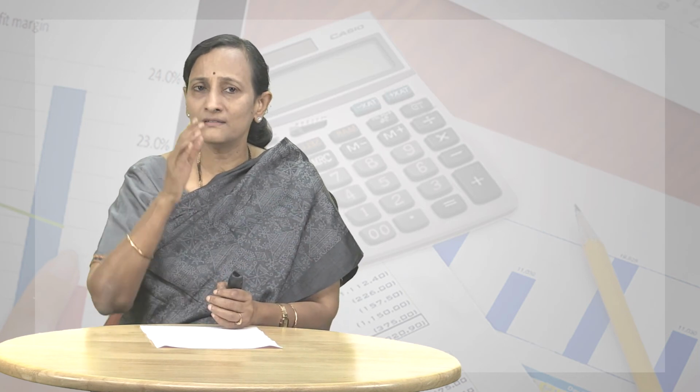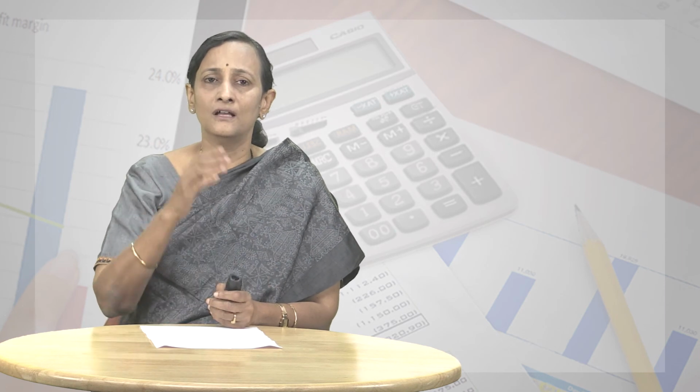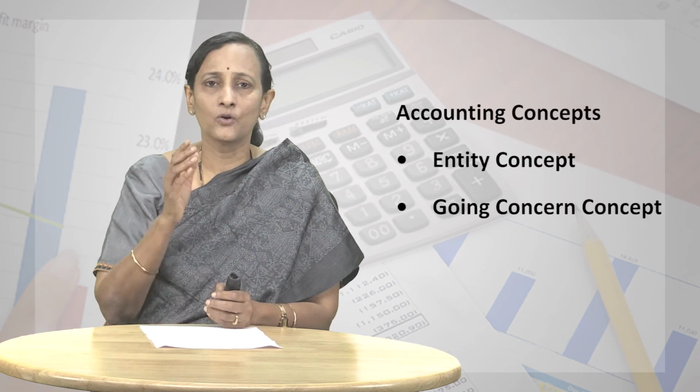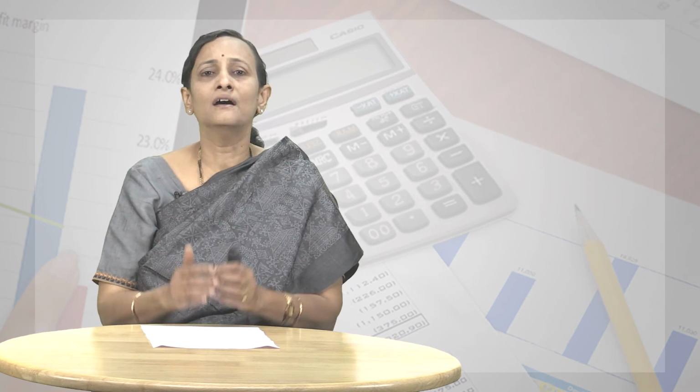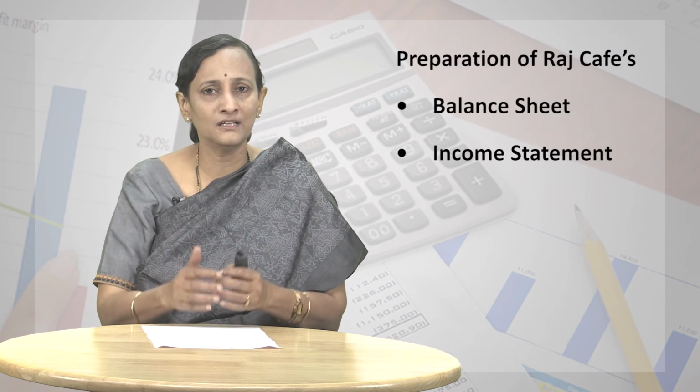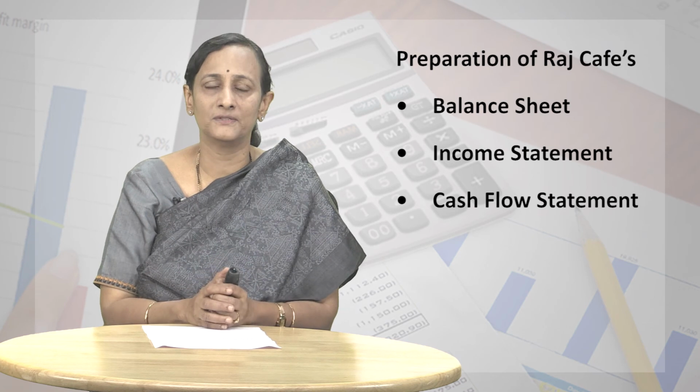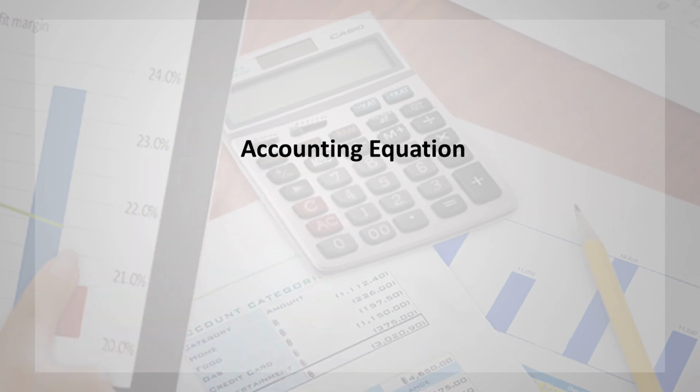So, remember three important concepts: the entity concept, the going concern concept, and the cost concept. Now that we have understood these three concepts, we will move ahead and record transactions of Raj Cafe, and help him to prepare his balance sheet, income statement and cash flow statement. Remember the most important rule, that is the accounting equation rule, where assets are equal to liability plus equity.